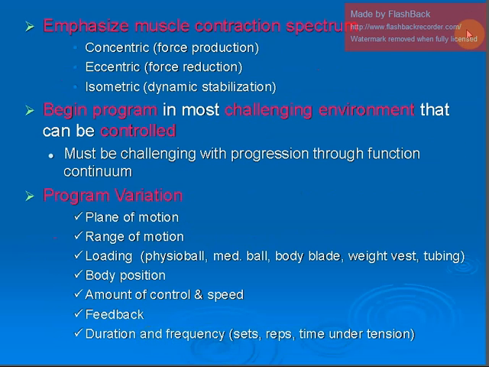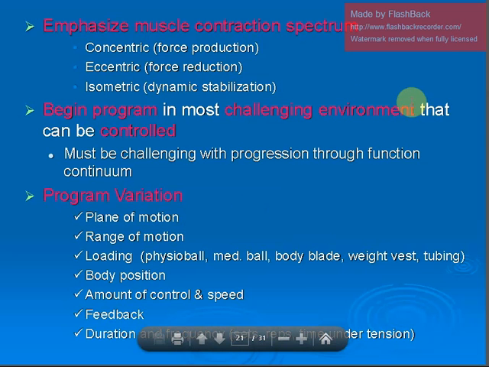It emphasizes the muscle contraction spectrum, that is, concentric force production, eccentric force reduction, and isometric dynamic stabilization. The program begins in the most challenging environment that can be controlled. It must be challenging, with progression through the functional continuum. The program variation must be there: plane of motion, range of motion, loading, physio ball, medicine ball, body blade, weight vest, tubing, body position, amount of control, speed, feedback, duration, and frequency, like the sets, repetitions, and time under tension.